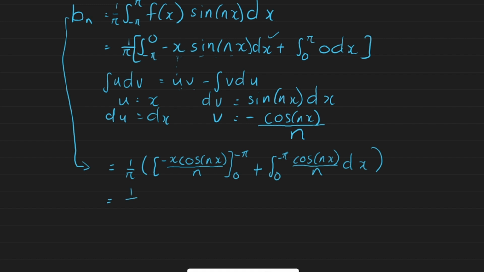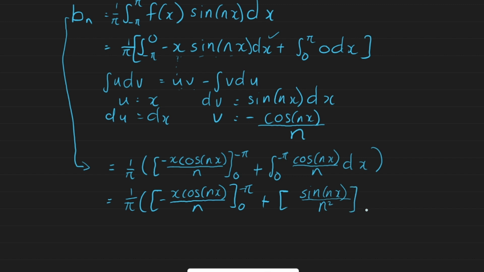We can now evaluate this. We get 1 over pi again. We keep this the same, so we write it as it is once more: minus x cos nx divided by n, integrated from 0 to minus pi. Then plus, the integral of cos is sine, so we're going to have sine nx divided by n squared from 0 to minus pi.